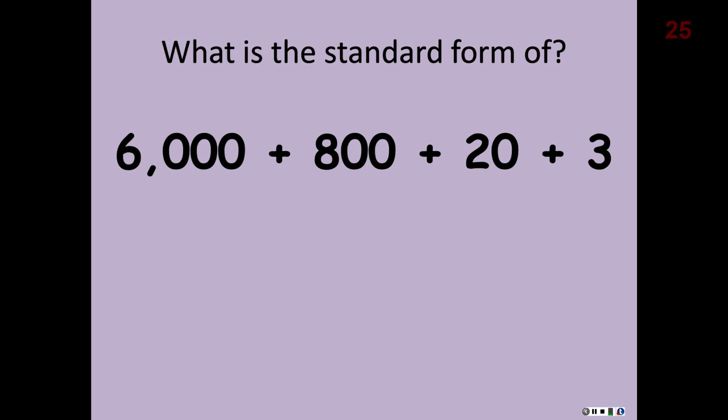Ooh, what form is this? Expanded form. Good. You guys remember your vocabulary. Okay. Expanded form. What number is it? 6,823. Isn't expanded form easy? Because it shows you the value. You just put the value down. 6,823.